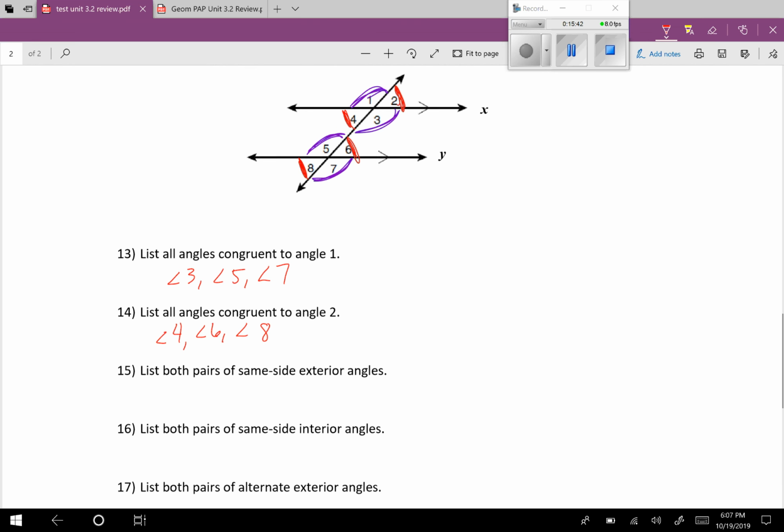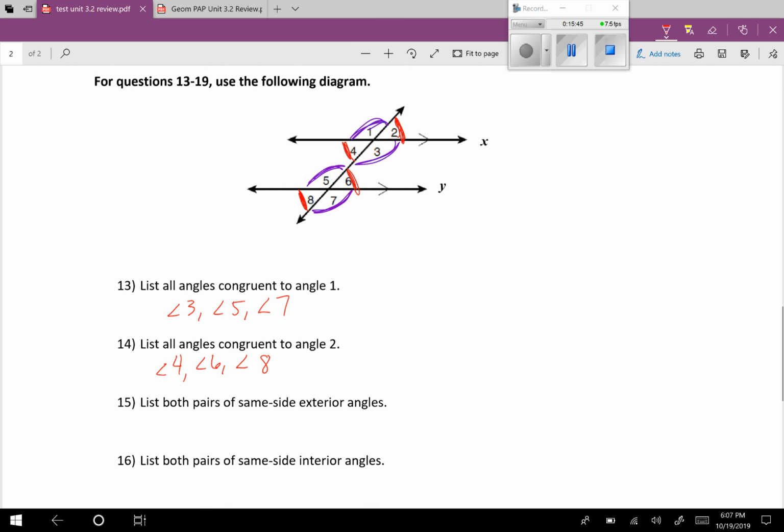Then it says list both pairs of same side exterior angles. Same side exterior. So we're talking about on the same side of this transversal. So they're either both to the left of it or both to the right of it. And then they're exterior, so on the outside of the parallel lines. So same side exterior. So first one would be 1 and 8. And then the other pair would be 2 and 7.